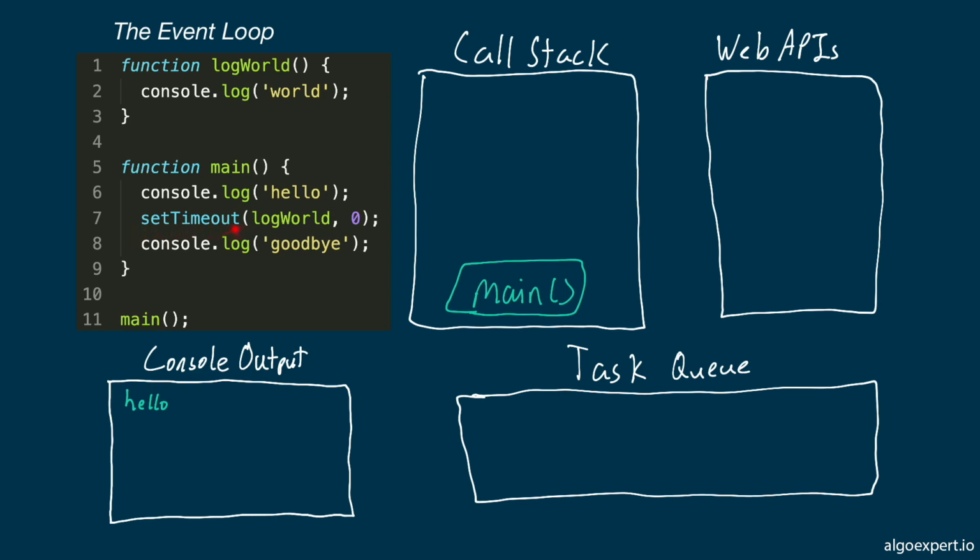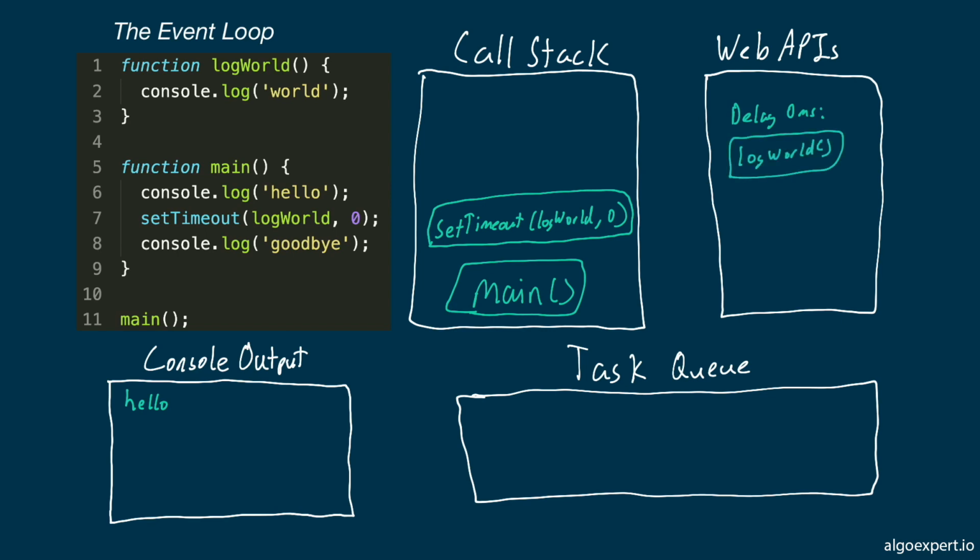We call setTimeout with the logWorld function and a delay of 0. So setTimeout gets pushed onto the call stack, and from here setTimeout would call the web API. The web API keeps track of the delay of 0 milliseconds as well as the callback. And then setTimeout is complete, so the setTimeout function can be popped off of the call stack.